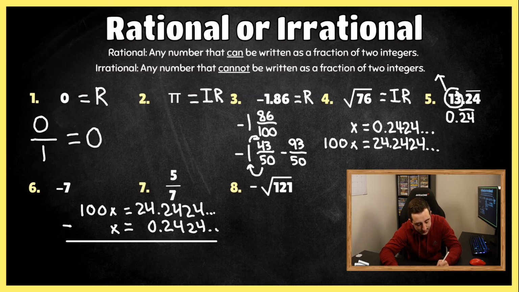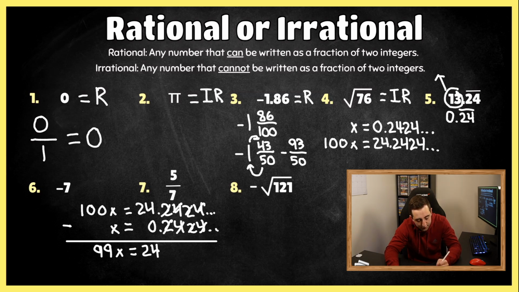100x minus x, well, that's going to give us 99x equals, well, 4 minus 4 goes away, 2 minus 2 goes away, 4 minus 4 goes away, 2 minus 2 goes away. And notice how that repeating block completely disappears, which is going to help us make a mixed number. And then 24 minus 0 gives us 24.